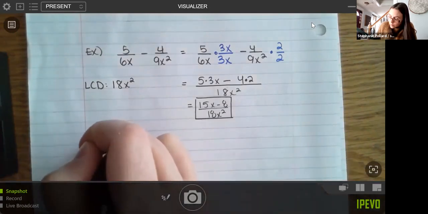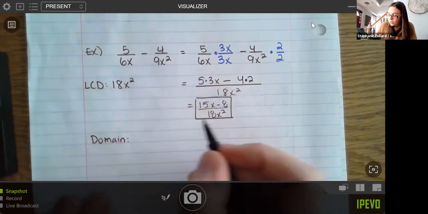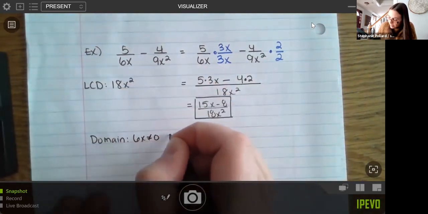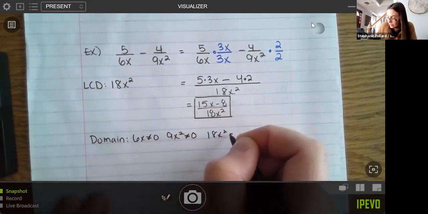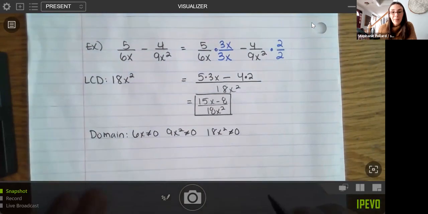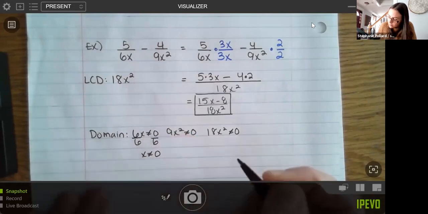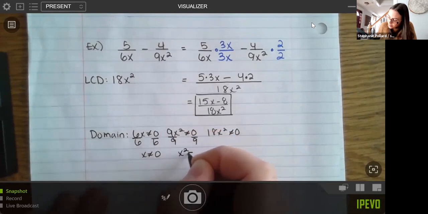Again, watch for your domain. Right, so here I need to make sure that 6x is not equal to 0, and that 9x squared is not equal to 0, and that 18x squared is not equal to 0. But what happens is when you do this is you get all the same results. So here I would divide by 6 and I get x cannot be 0. Here when I divide by 9, I get that x squared cannot be 0.